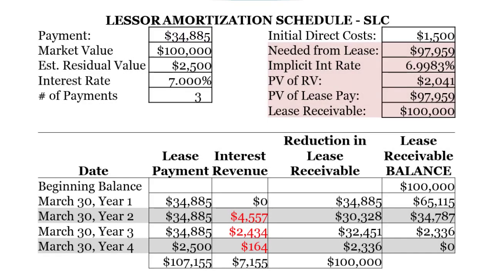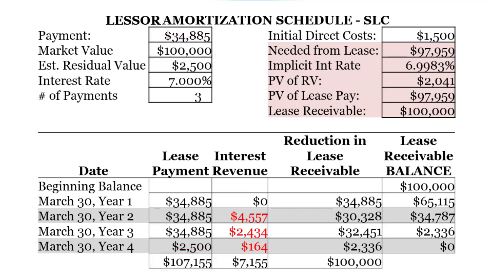Well, hopefully you got something that looks like this. Again, the $100,000 comes down. We have 3 payments of $34,885 and then $2,500 as a final payment. We end up with 0 as our balance, which is what we wanted. Our lessee is going to pay us $107,000 for this $100,000 worth of equipment. And again, that's pretty typical.